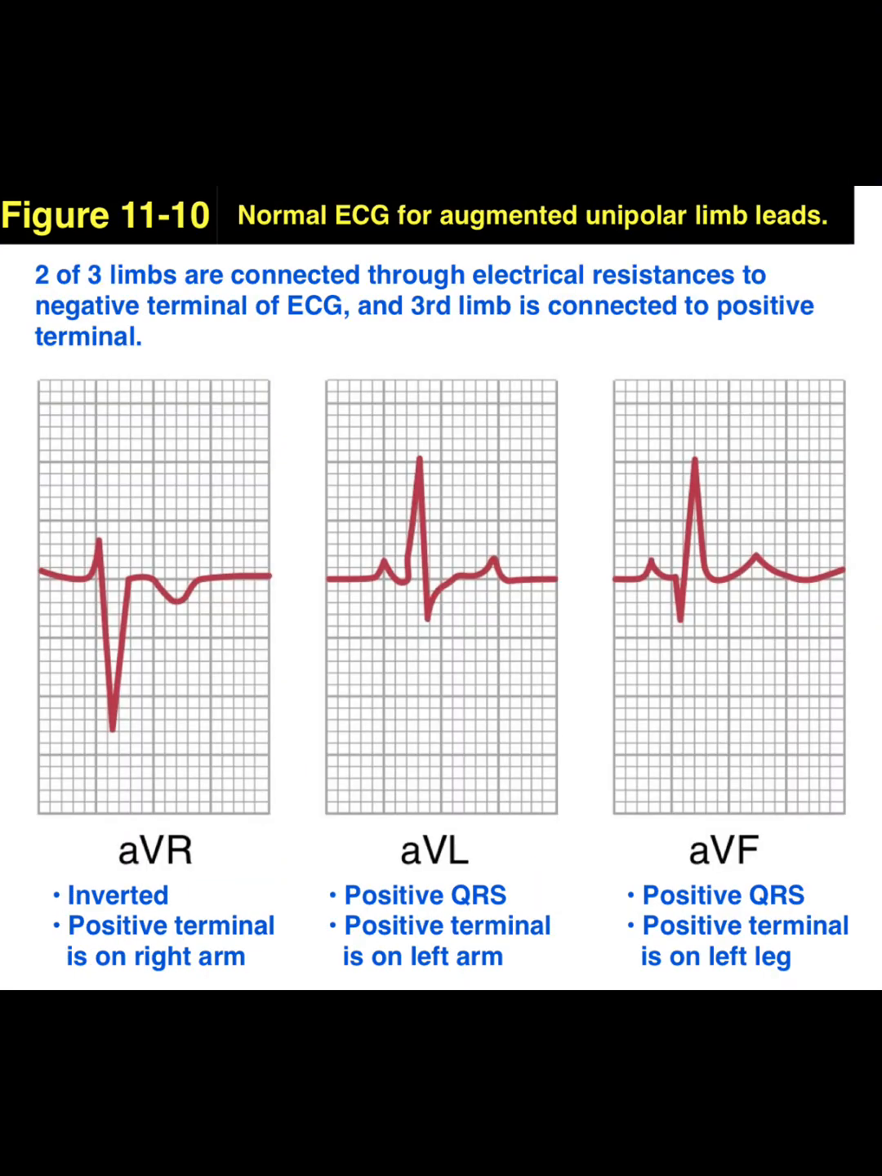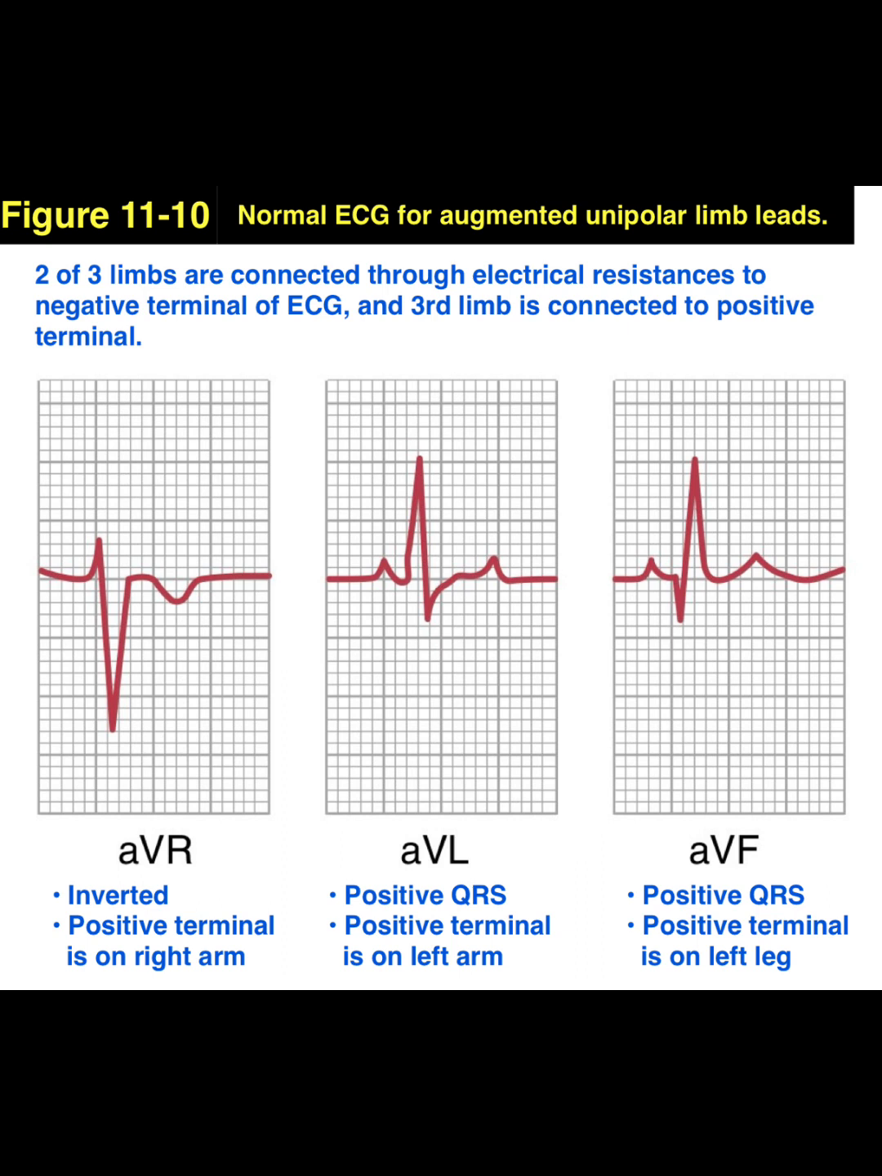This figure is about normal ECG for augmented unipolar limb leads. There are 3 sets of the leads. We have studied 2 sets of the leads already. One is chest leads and the other is limb leads. Now we are studying augmented unipolar limb leads. There are 3 augmented unipolar limb leads: AVR, AVL and AVF.